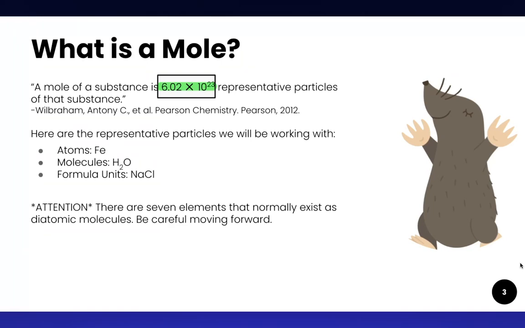Okay, so the types of representative particles we work with in this class are atoms, molecules, and formula units. And from here on out, you need to be careful about the 7 elements that normally exist as diatomic molecules. So if you see them by themselves in a chemical formula, make sure that you add a little 2 as a subscript next to it. And in order to remember what these 7 elements are, you just have to remember the word Honkelbrief.